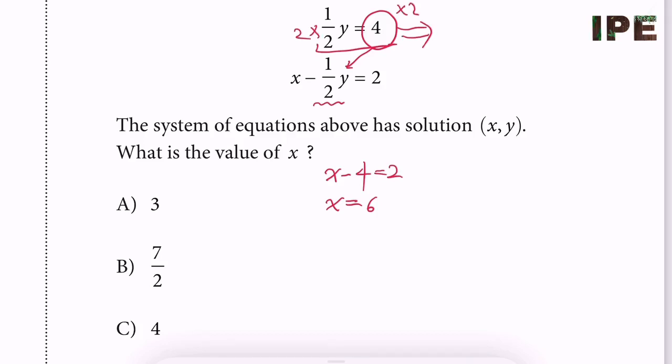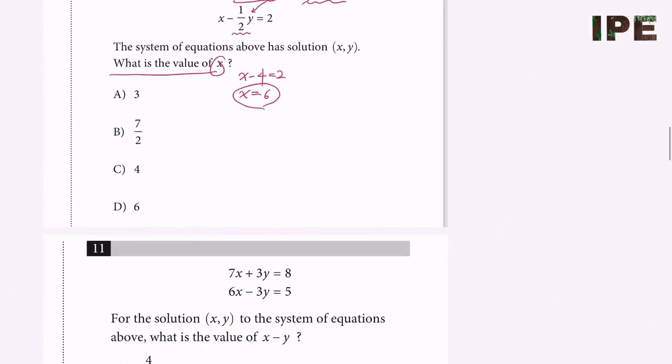Times to both sides. 2 times 1/2 is 1. So y equals 4 times 2, which is 8. So just from the first equation, you can find that y equals 8. So x and y we found both, but we don't have to find y, right? Because it asks you the value of x only. So the answer is 6. Next problem.